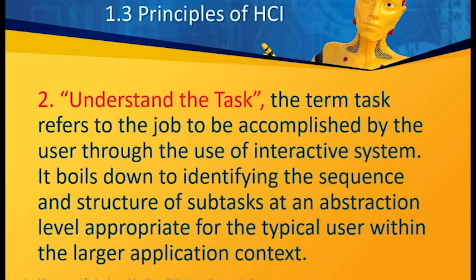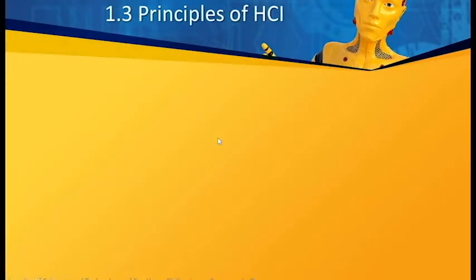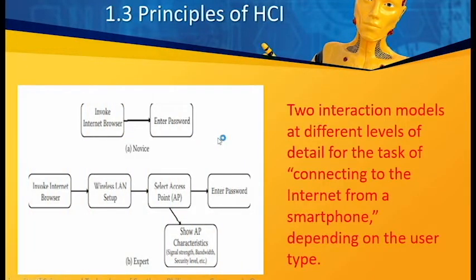So meaning here, you have to understand what the task of your users is, to be accomplished through the use of an interactive system. And after understanding that, you have to identify the sequence and the structure of the subtasks that you assign to the users. So here are two interaction models at different levels of detail for the task of connecting to the internet from a smartphone, depending on the user type.